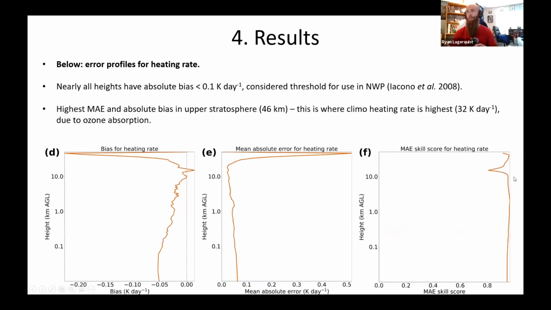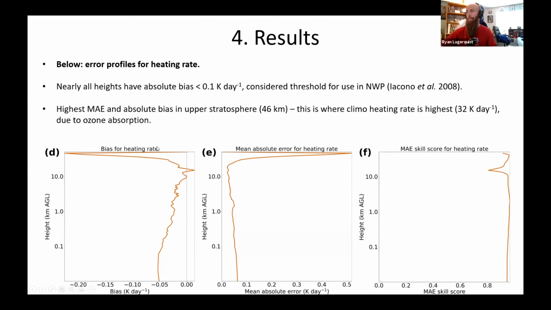Here I'm showing error profiles for heating rate. The main thing I want to focus on here is panel D, because I don't have too much time left. In panel D, you'll see that at almost every single height, there's an absolute bias of less than 0.1 kelvins per day in the predicted heating rate, and that's considered a threshold for stable use inside NWP. So the absolute bias has to be less than 0.1 kelvins per day. Otherwise, you can't put a radiative transfer model inside an NWP model.